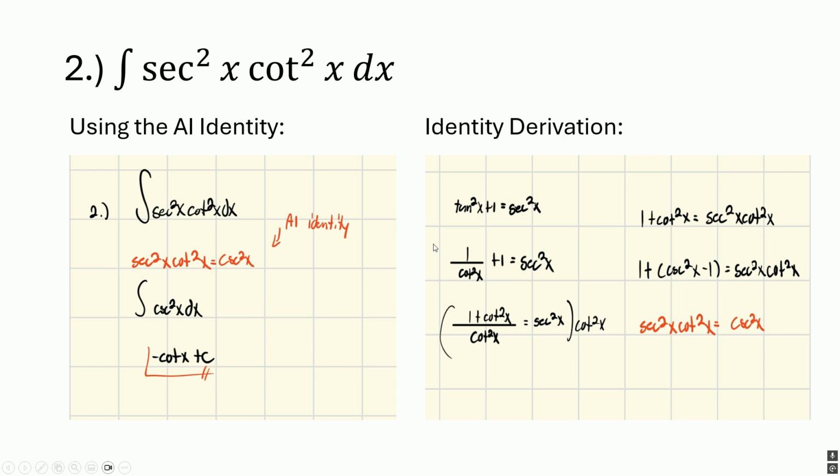Ito yung identity derivation. Kinuha ko siya sa tan squared x plus 1 equals secant squared x. Binaliktad ko si tan squared x, naging 1 over cot squared x. Tapos, minultiply ko both sides with the common denominator, which in this case is cot squared x. Pinag-add ko si 1 over cot squared x plus 1. Ito yung result. Ito na yung naging result.